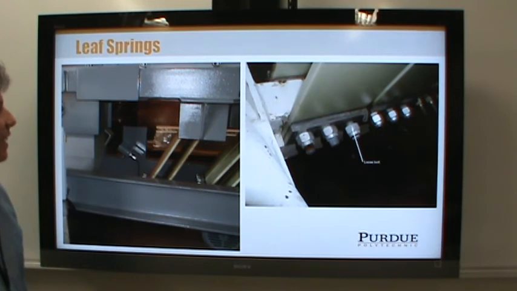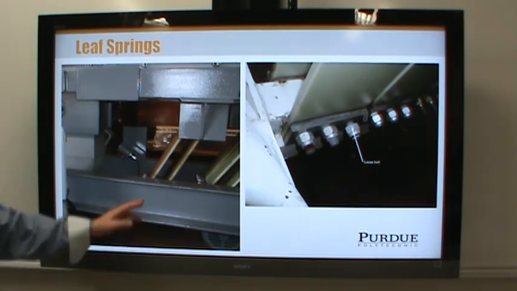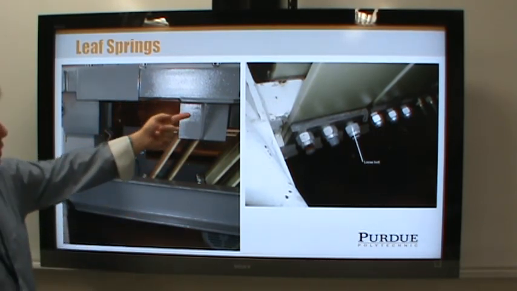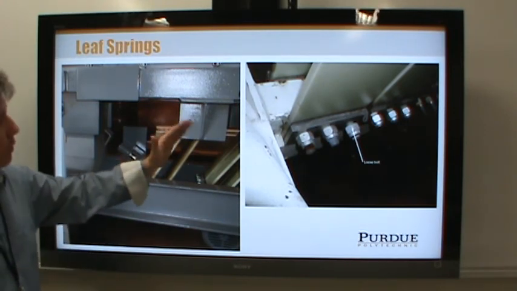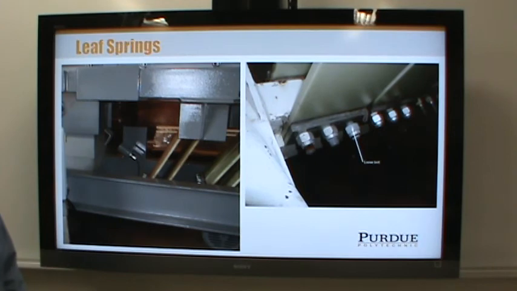So here's an example of some flat springs being used. You can't see it, but this end is not rigidly connected up here. And so while it's bolted on this end, it can pivot on the other end. So these are flat springs.